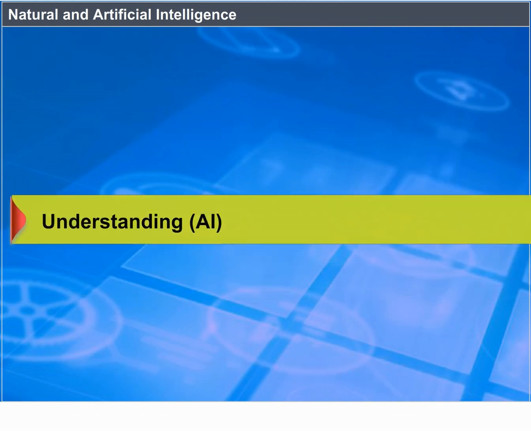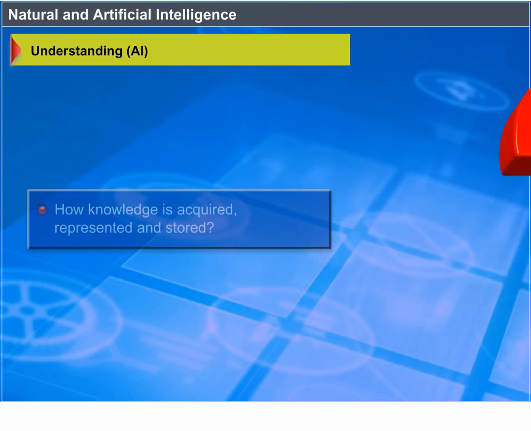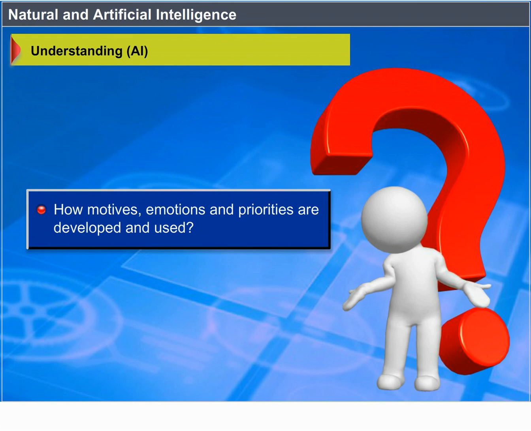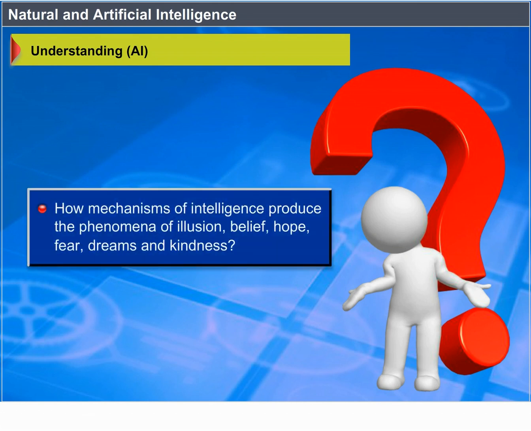Understanding AI. How knowledge is acquired, represented, and stored. How intelligent behavior is generated and learned. How motives, emotions, and priorities are developed and used. How sensory signals are transformed into symbols. How mechanisms of intelligence produce the phenomena of illusion, belief, hope, fear, dreams, and kindness.